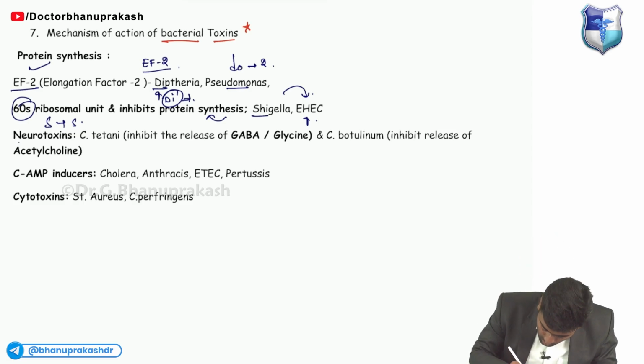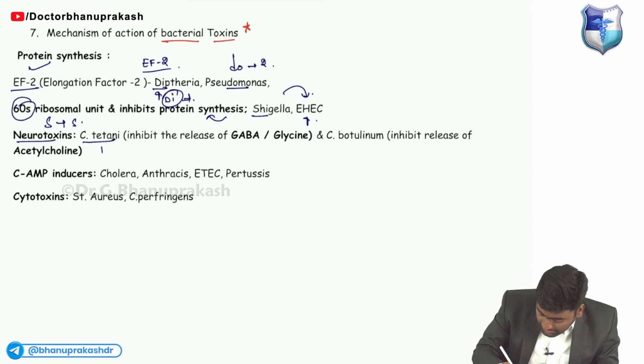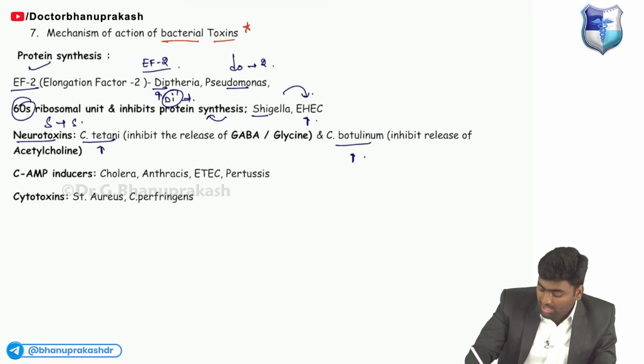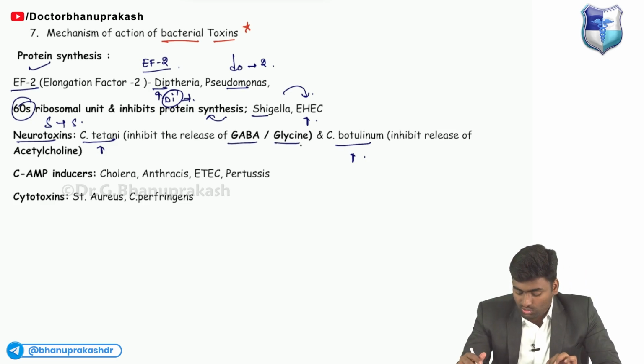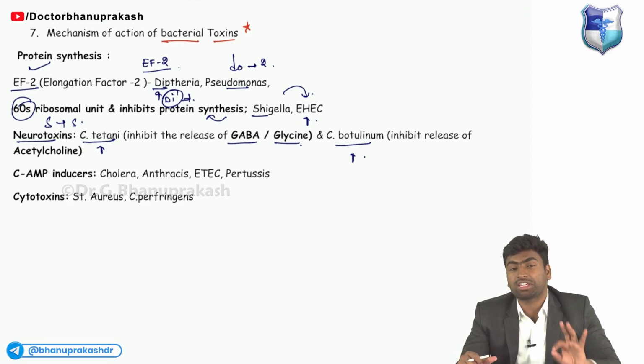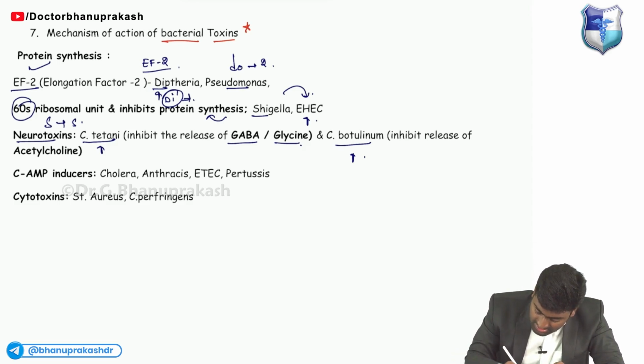Then after that come neurotoxins. There are 2 neurotoxins you have to remember. One is Clostridium tetani and the other Clostridium botulinum. Okay, you know Clostridium tetani will inhibit the release of GABA and glycine. Whereas Clostridium botulinum inhibits the release of acetylcholine.